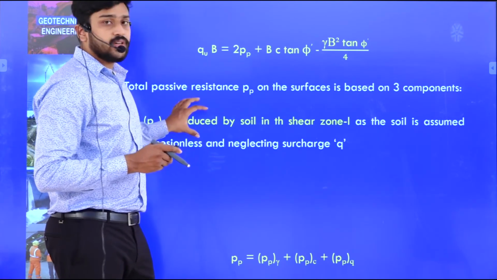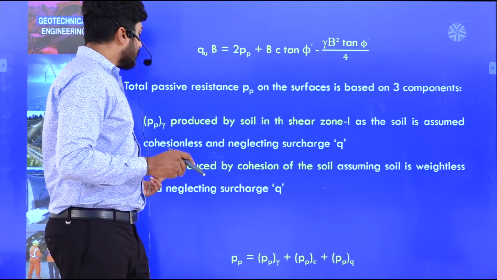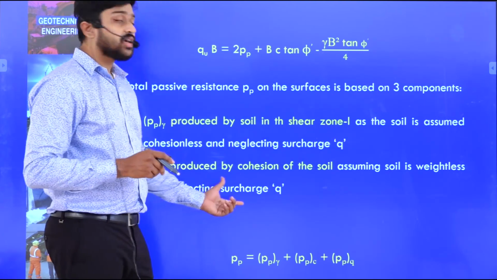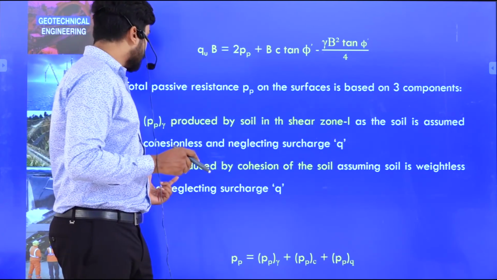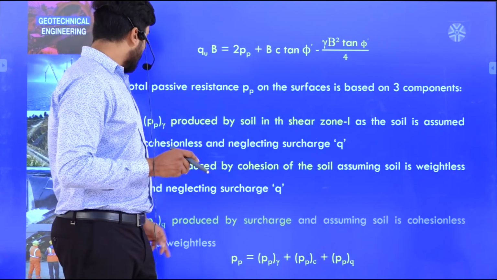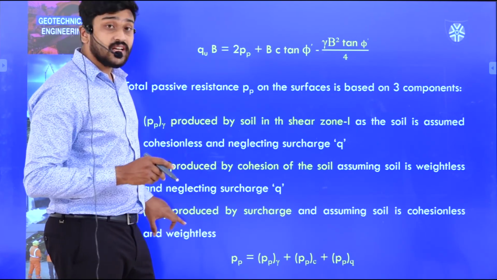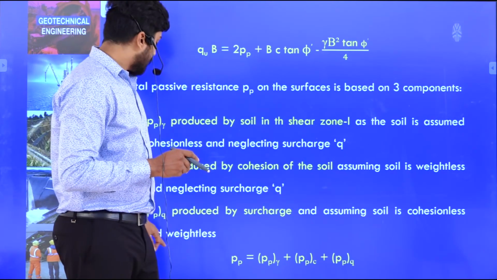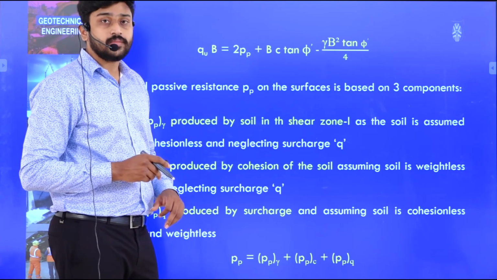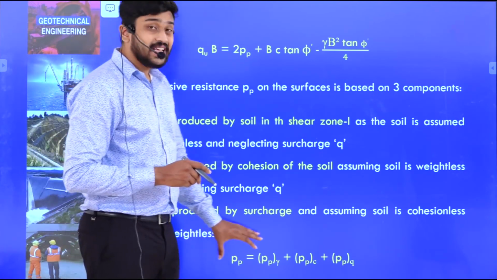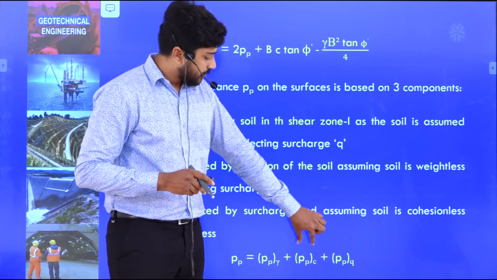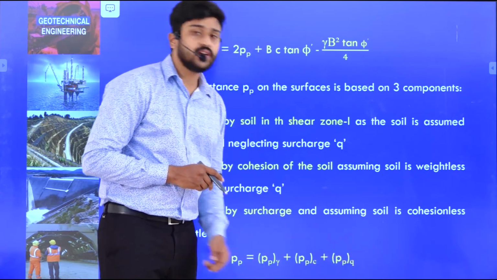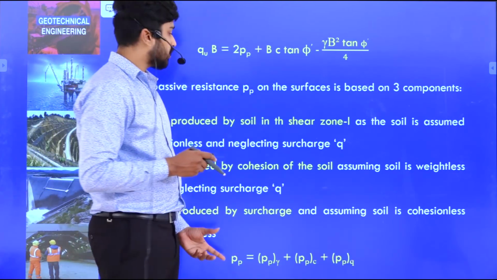That means this is one parameter. In the other case, the effect of cohesion is considered, while the weight is not considered and the surcharge is neglected. That is why Pp c is mentioned here. And in the other case, it is Pp q, where the surcharge alone is considered, and the cohesion as well as the weight is not considered. So Pp is an entity in terms of Pp gamma, Pp c and Pp q. That means the unit weight, the cohesion and the surcharge load influence it. This you need to understand.